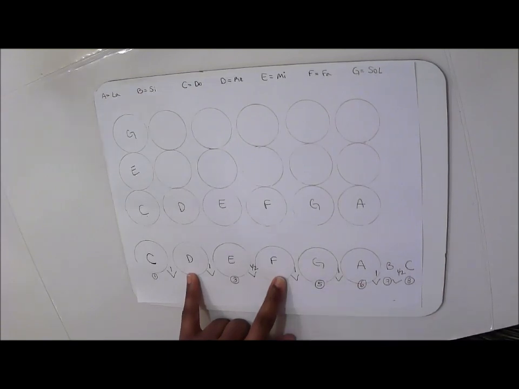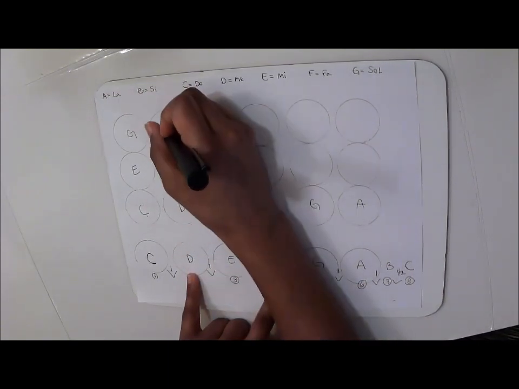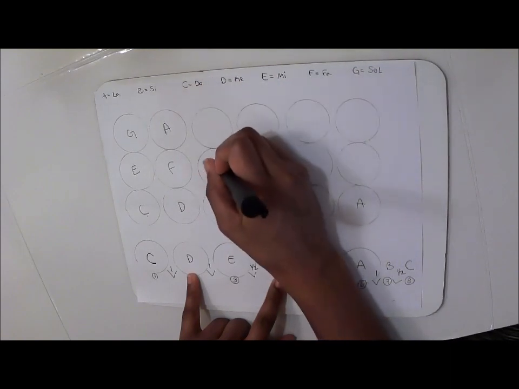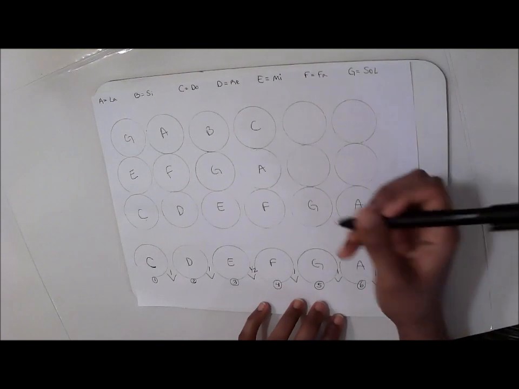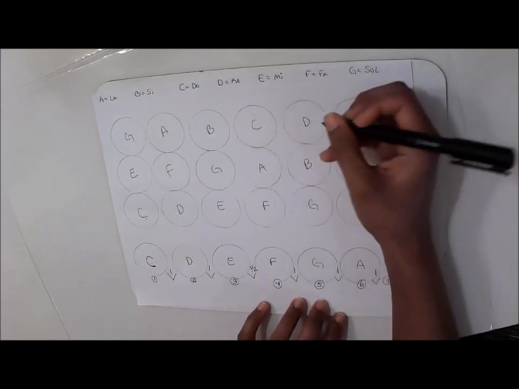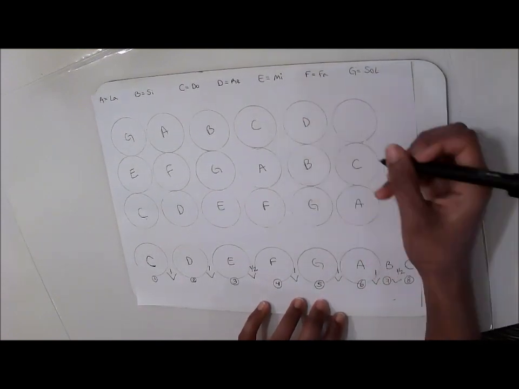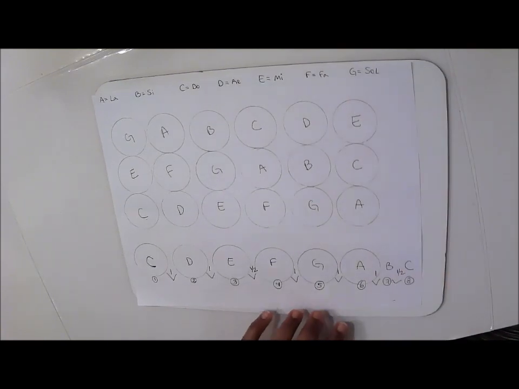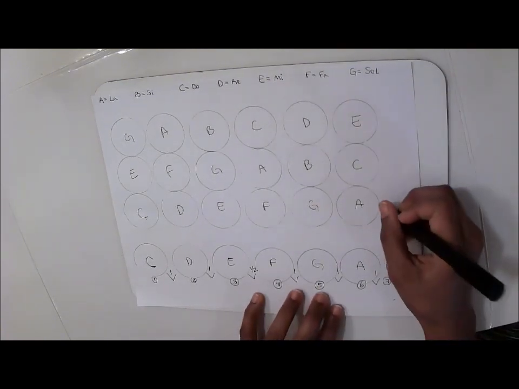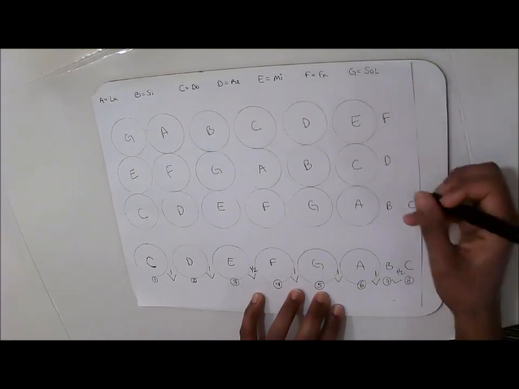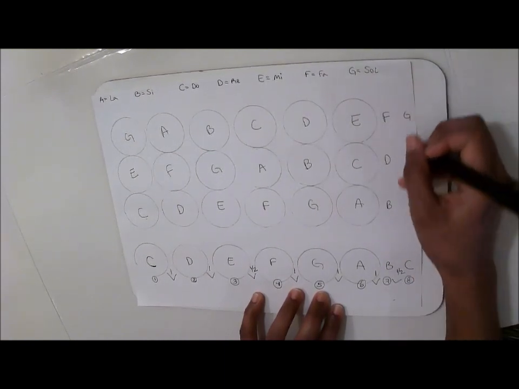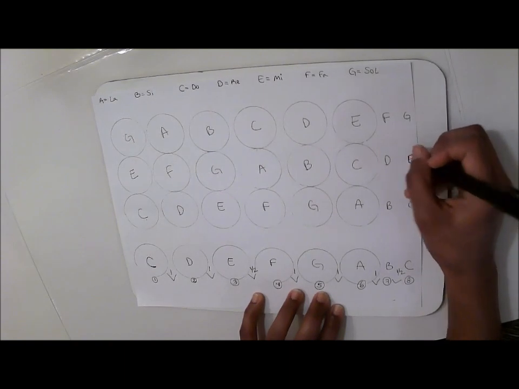D, F, A. So I have D, F, A, E, G, B, F, A, C, G, B, and D, A, C, and E, and in this case I'm going to go ahead and do this, so that we have a little bit to the side right there.